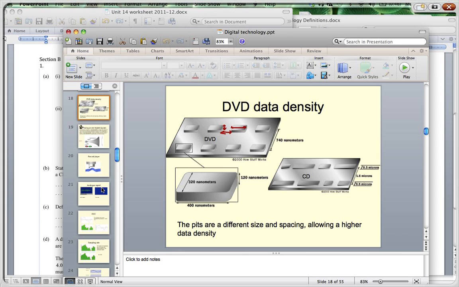And also what happens is that the distance between your pits and your bumps and so forth, this distance between the two is less. So you can have them closer together. And also with the DVD, because these are less, you can have multiple layers. So you have multiple layers with your DVD.